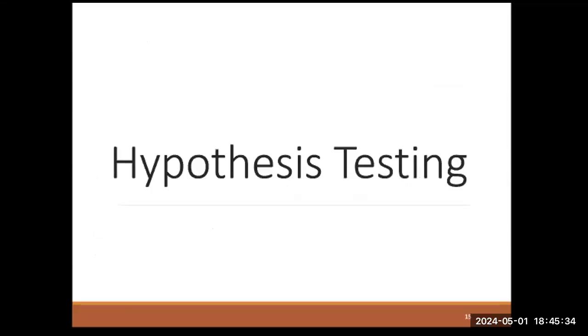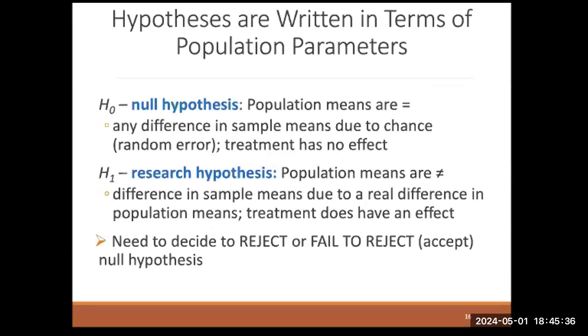So, hypothesis testing. A hypothesis is our prediction of what will occur in the study. Hypotheses are supposed to be written in terms of the population parameters, and there are two general hypotheses. H sub 0 is also known as the null hypothesis. The null hypothesis is the same in every single study. The null hypothesis says that the population means are equal. In other words, any difference in the sample means is occurring because of chance or random error, and the treatment has no effect.